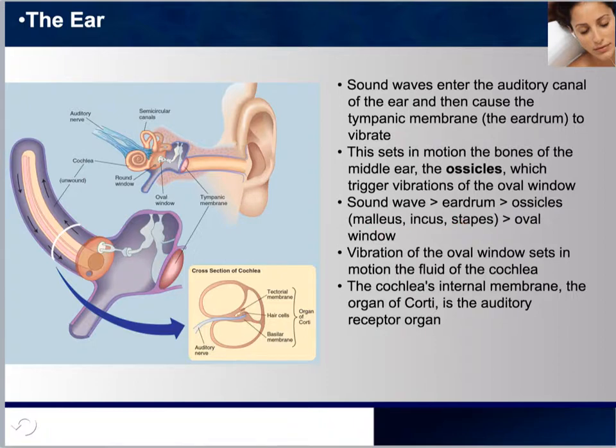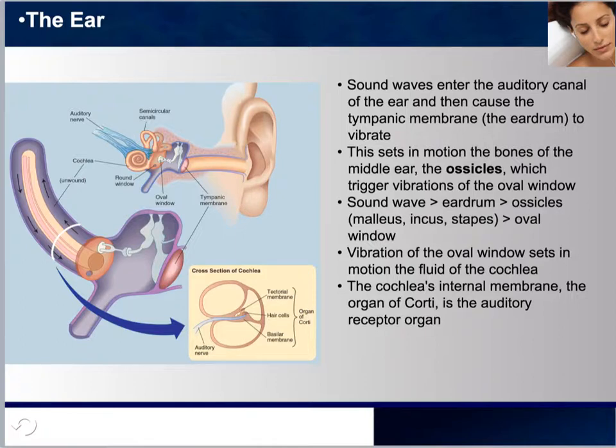Once again, as a sound wave enters the outer ear, it goes through the ear canal, and then it causes the tympanic membrane to vibrate, which will then cause a domino effect of the malleus vibrating, which would cause the incus to vibrate and the stapes to vibrate.